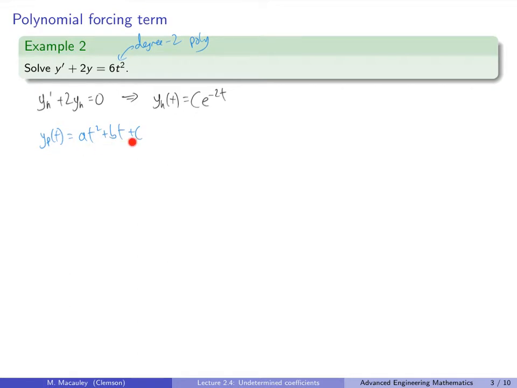And the idea is that if we take this thing, we take a derivative of it and we add it to 2 times itself, in other words, we plug it into here, we're going to get a degree 2 polynomial. And we have, on the right-hand side, a degree 2 polynomial.